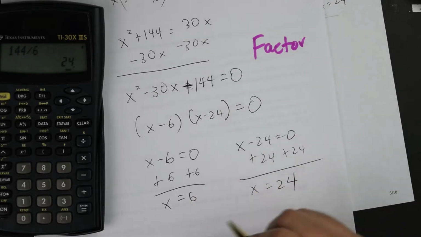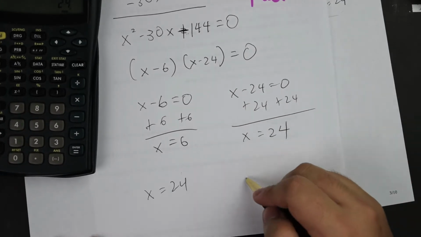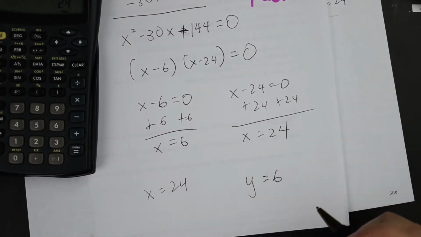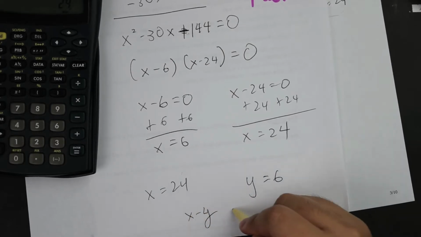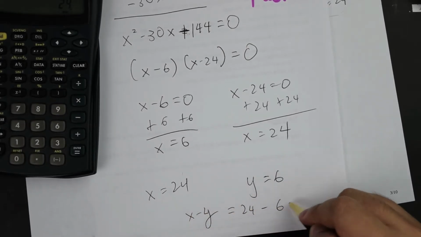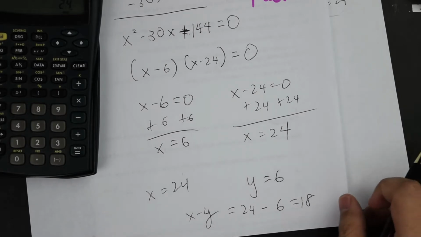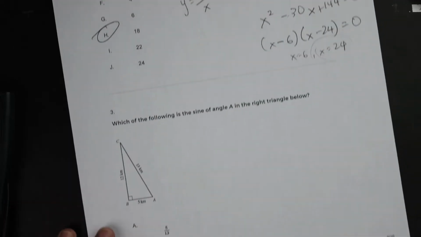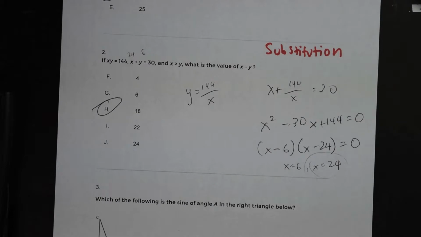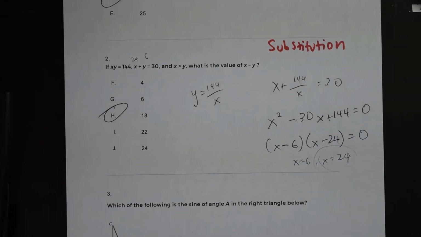So since x is equal to 24, I'm going to move it up so you can see this, and y equals 6, that's not my final answer. They're asking what's x minus y. So x minus y will be 24 minus 6, which is going to be 18. And thus, from the prior question for number 2, I got my final answer as H. And that concludes my explanation for number 2.